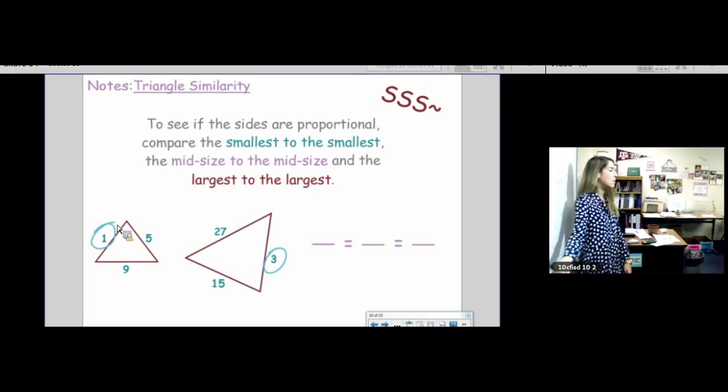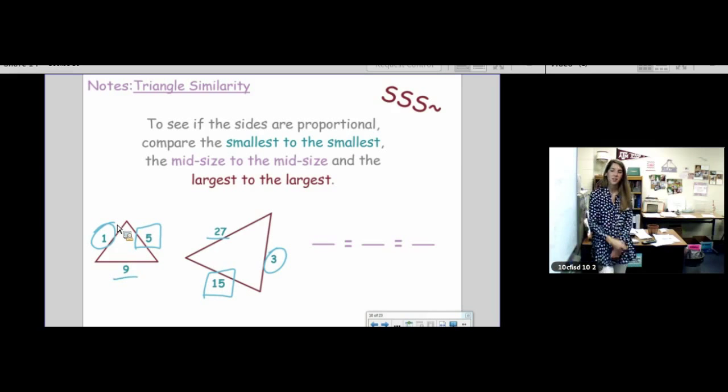Okay, what's the medium one in this triangle? Square it. What's the medium one? Square it. And oval. Oh, you wanted to oval it? I just underlined it, but that's okay. So now that I've done that groundwork, I can literally just put circle over circle, square over square, underline over underline.